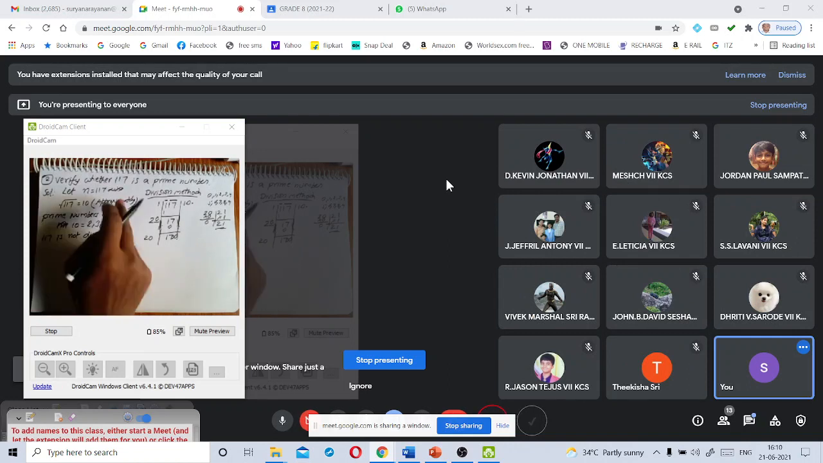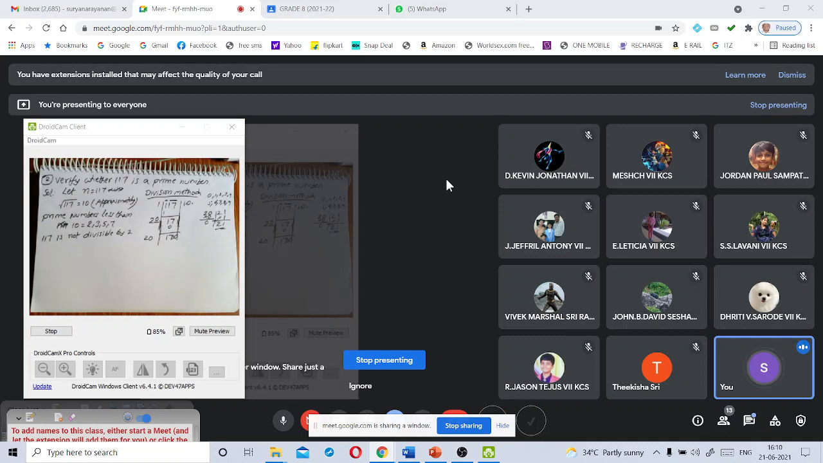Now come to the number 3. Check whether it is divisible by 3 or not. No, sir. How do you say it is not divisible by 3? Don't use long division. Without long division, can anyone tell whether this number is divisible by 3 or not?